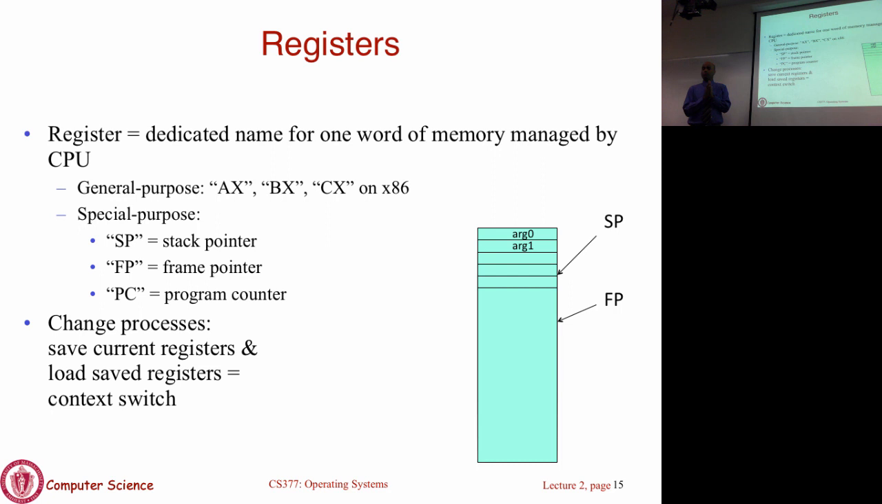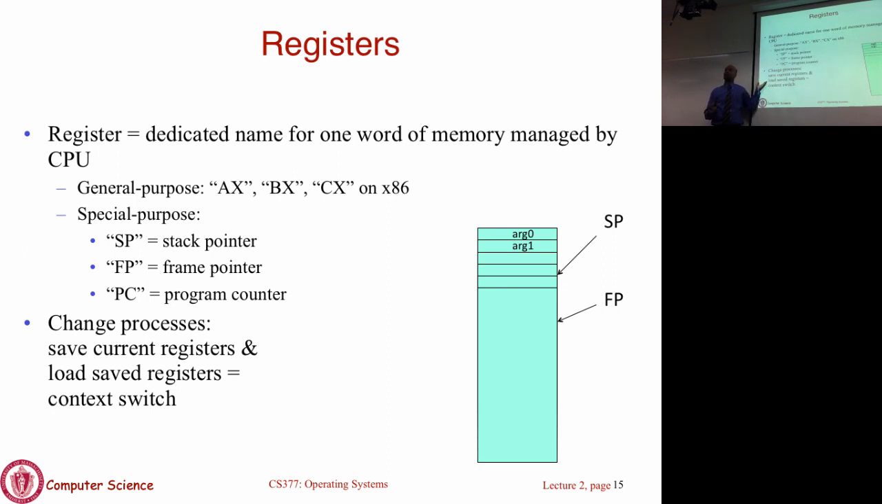Okay. Now the more important thing for the purposes of this class is when you switch from one process to another. Okay. Each process is going to have its own set of registers. So to prevent the registers from the previous process from getting overwritten when you switch, you have to save the state of the current register somewhere.